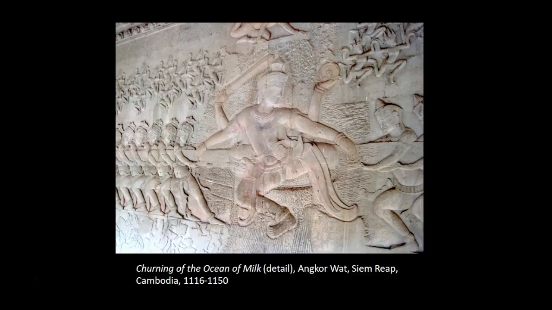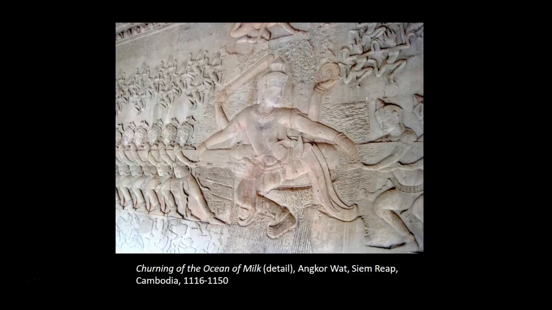The release depicts the moment when the two sides are churning the ocean of milk. In the detail above, you can see that the gods and demons are playing a sort of tug of war with the Naga or Serpent King as their divine rope. The Naga is being spun on Mount Mandara, represented by Vishnu, and he's in the center.